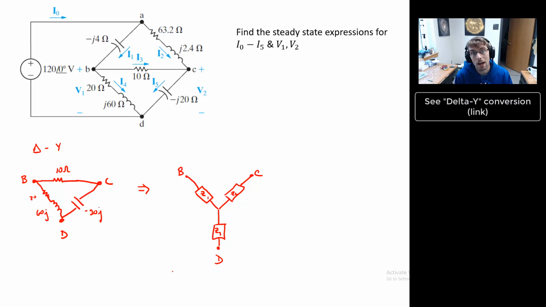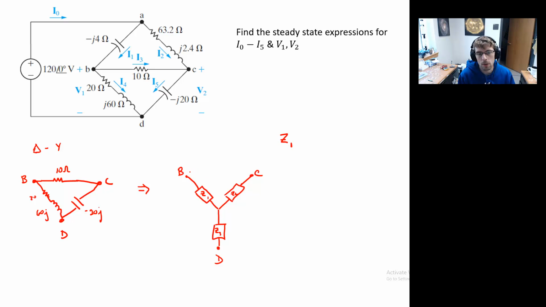Now, I didn't go through and derive this. The book takes care of that. But if we want, we can remember that Z1, attached to node B, is the multiplication of the adjacent impedances divided by the sum. So I go to node B and I look at the adjacent impedances, and I take a multiplication of those two. So I have 10 times 20 plus 60j, divided by the sum of all of the impedances. So I have 10 plus 20, so that'll give me 30, and then I have a plus 40j here.